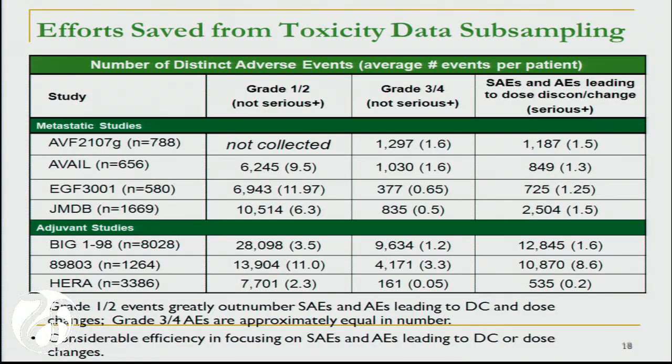When we looked at some estimate of the effort that could be saved from reducing the amount of safety data collection, again, it's a bit of a complicated slide, but you've got the studies, the grade 1 and 2 events, the grade 3 and 4 events that were not considered serious enough to require drug discontinuation or dose modification, and then the SAEs, the serious AEs, that is, in a sense, the ones that we defined as requiring drug discontinuation or dose modification.